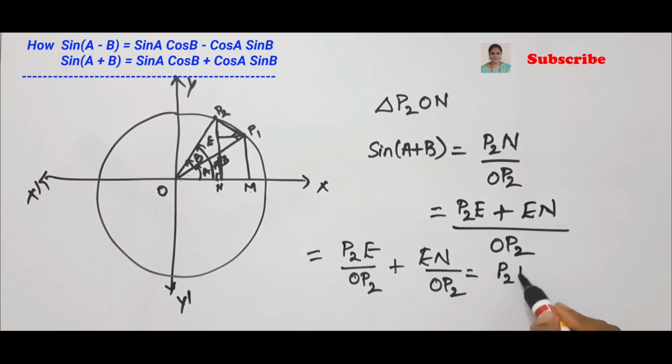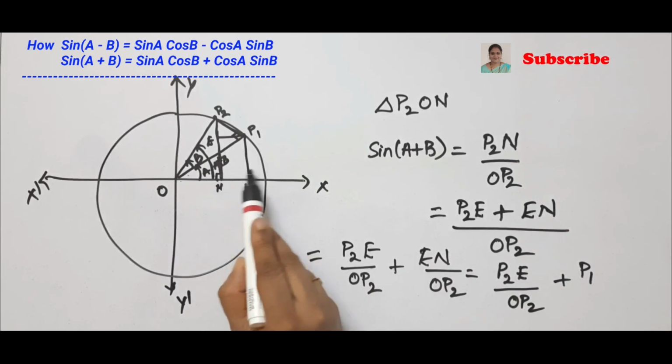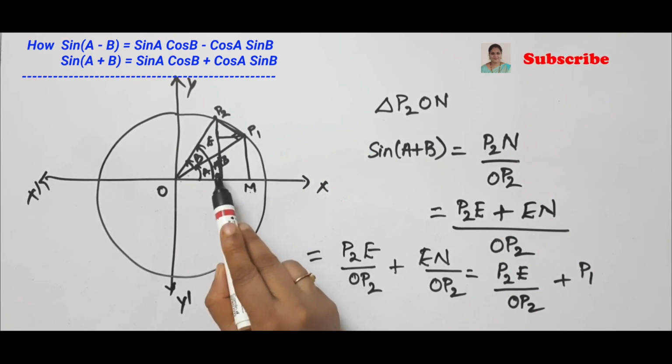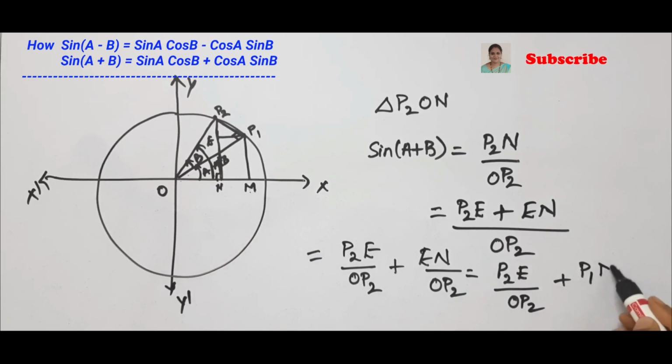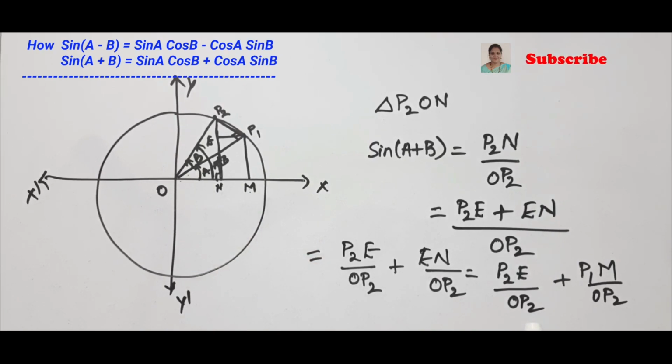So we have P2E by OP2 plus P1M by OP2, that is, we have written En as P1M, because as both are parallel, the length of En will be the same as P1M. Even then we know that the length of OP2 is 1. Leave it as OP2 only, don't write it as 1, so that our calculation becomes easy, and using the remaining triangles we can easily calculate these values. Okay.